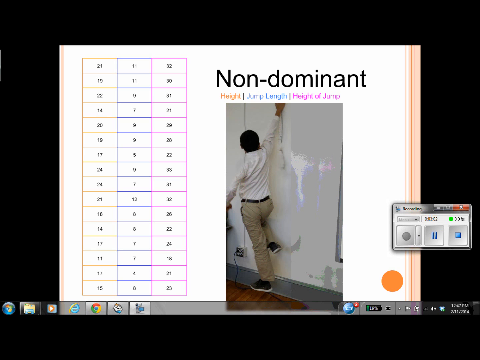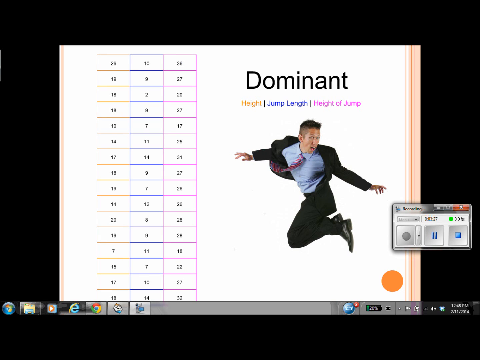So now let's take a look at the data that we collected. First is the non-dominant jumps. The far left column is the height, their original height before the jump. The blue column is their jump length and how many inches they jumped. And the pink column is the height of the jump. And to continue, these are the data for the dominant jumps. Again, height is the orange column, jump length is the blue column, and height of the jump is the pink column.